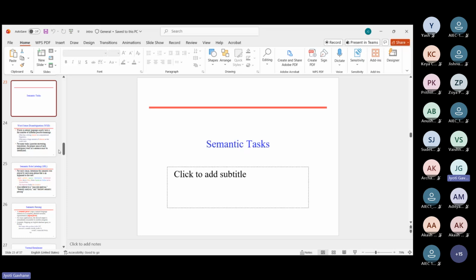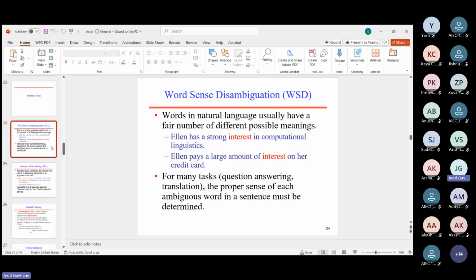Now, we have uttered a word called word sense disambiguation. This removal of ambiguity happens in the next phase, that is semantic analysis, and it is one of the very important tasks. Why? Because words in natural language usually have a fair number of different possible meanings. Yesterday we saw "I saw" and "a saw". You have to understand that "saw" in "I saw" is a verb, and "a saw" is a noun, okay? We covered that yesterday.